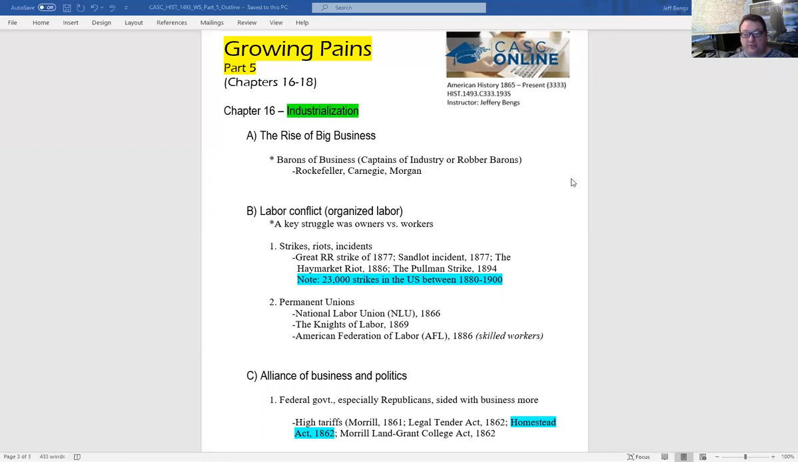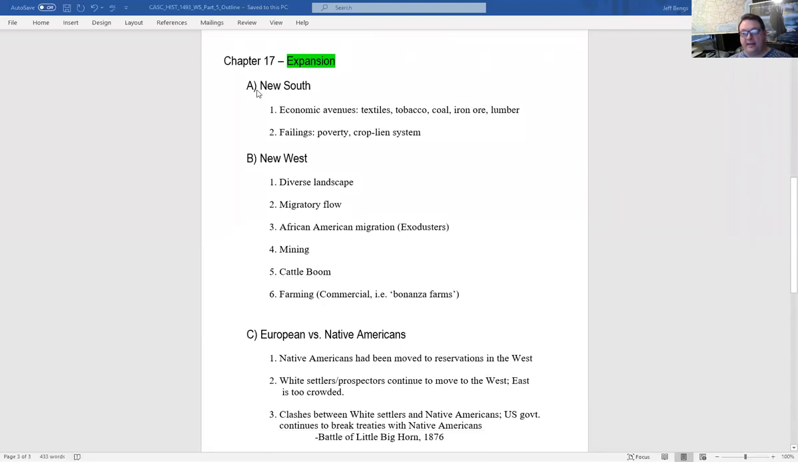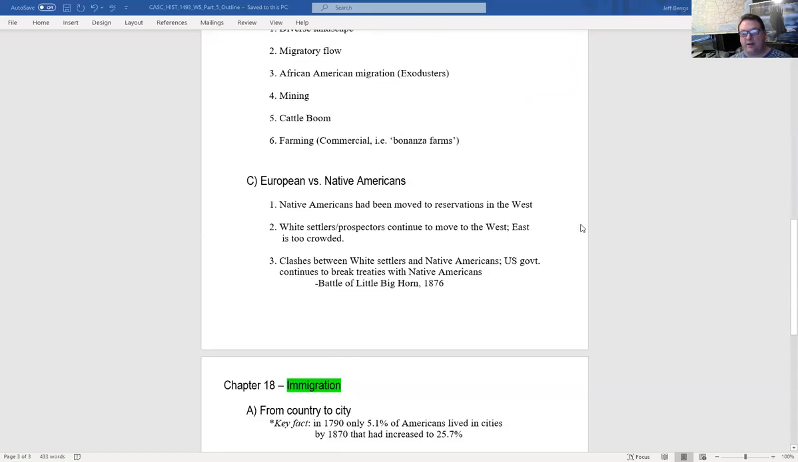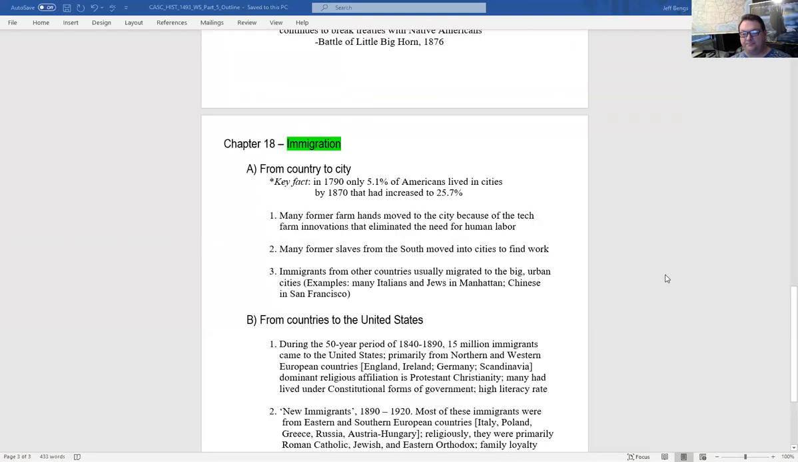So we talked about industrialization. We talked about expansion that is within the nation, the New South, the New West, and then the European Americans clashing with the Native Americans. The word for chapter 18 is immigration. There's 2 points to this. Immigration from the country to the city, and then immigration from countries, plural, other countries, to the United States.